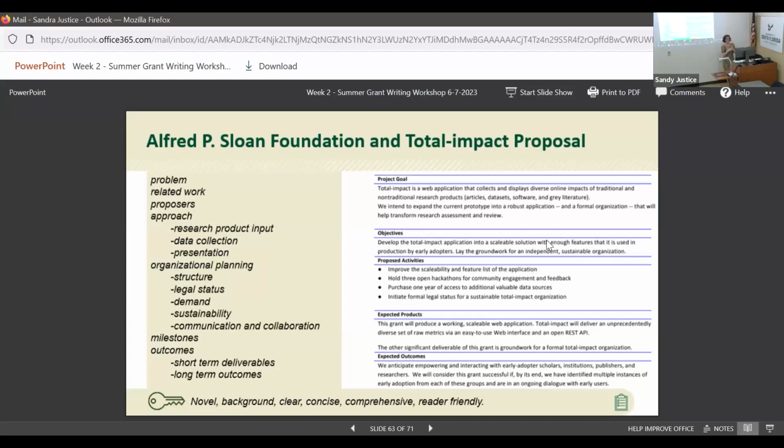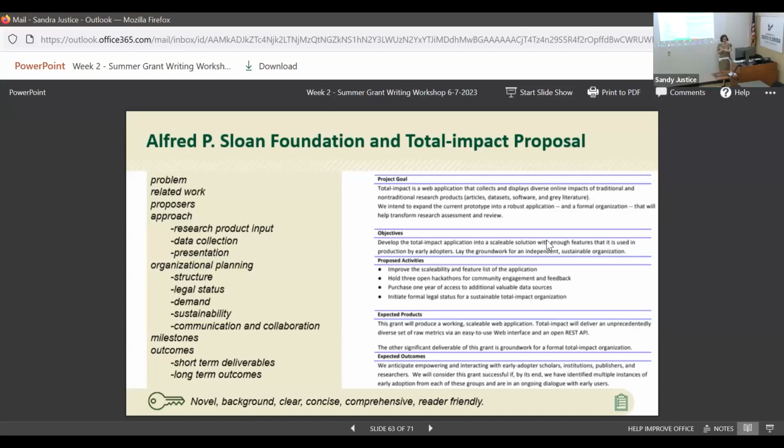Yep. So when you go to Alfred Sloan, what I've done is included here, taken directly from a sample proposal, right? And these are the guidelines. So total impact is the proposal. When you go into the proposal, this is how this applicant has done the headers: problem, related work, proposers, approach, right? And it aligns with their letter of intent and their proposal.